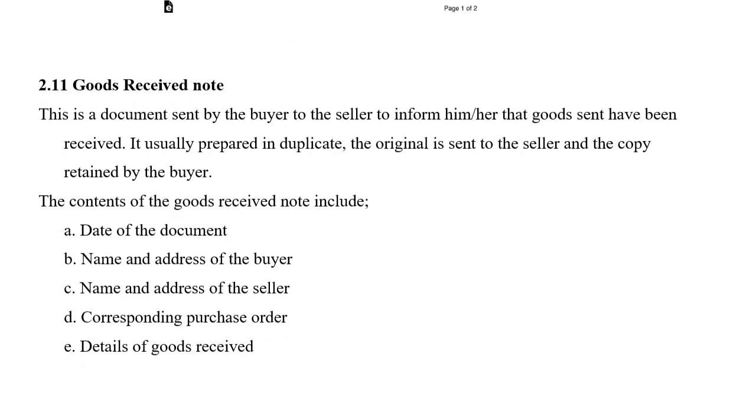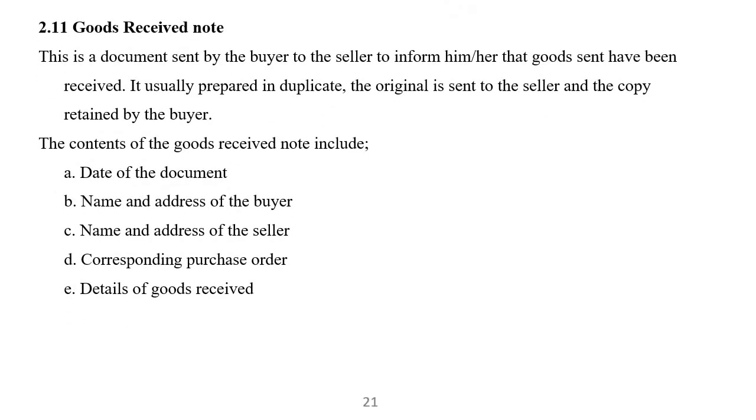document of home trade, which is called the goods received note. As the name speaks for itself, this is a document that is sent by the buyer to the seller to inform him or her that the goods that he has sent have been received. It is usually prepared mostly in duplicate. The original is sent to the seller and the copy is returned by the buyer.